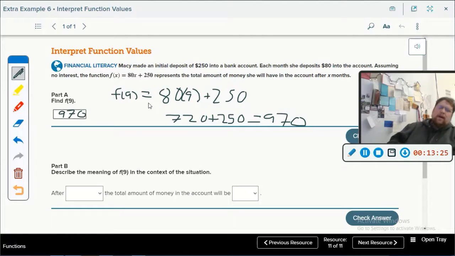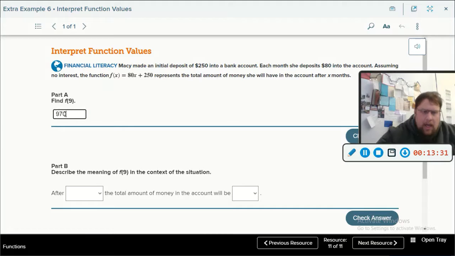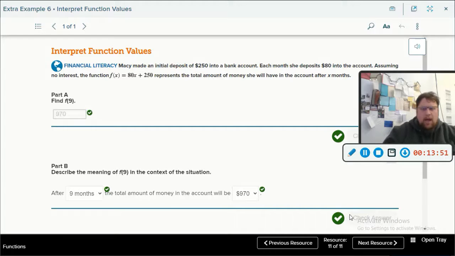Make sure you got that written down. Then we're going to move on. Ready, set, go. So I want to write this actually in there. So that's 970. What does that 970 represent? Well, if she made an initial deposit, so that's the amount of money she has in the account. So that means after how many months? Well, after 9 months, the total amount of money in the account will be $970. I should have checked. And we check this one. Boom, that uncomfortable bling. And we know we're good.